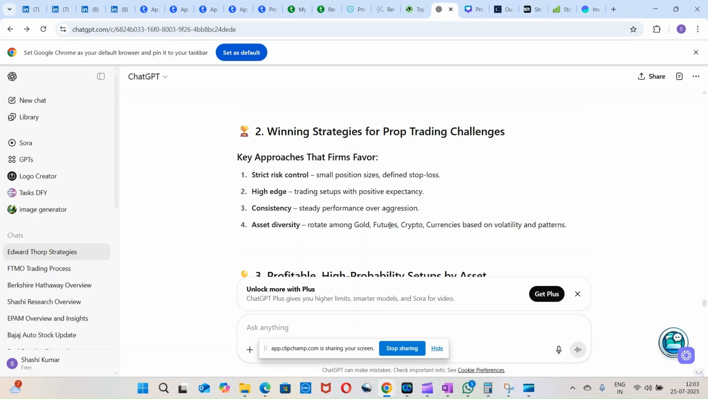Then you need to select those setups with a positive expectancy, and consistency should be there. So steady performance you need to give rather than aggression, like one day you won everything, and the rest 99 days you lost. That is not consistency. Every day you are winning something, that is consistency.